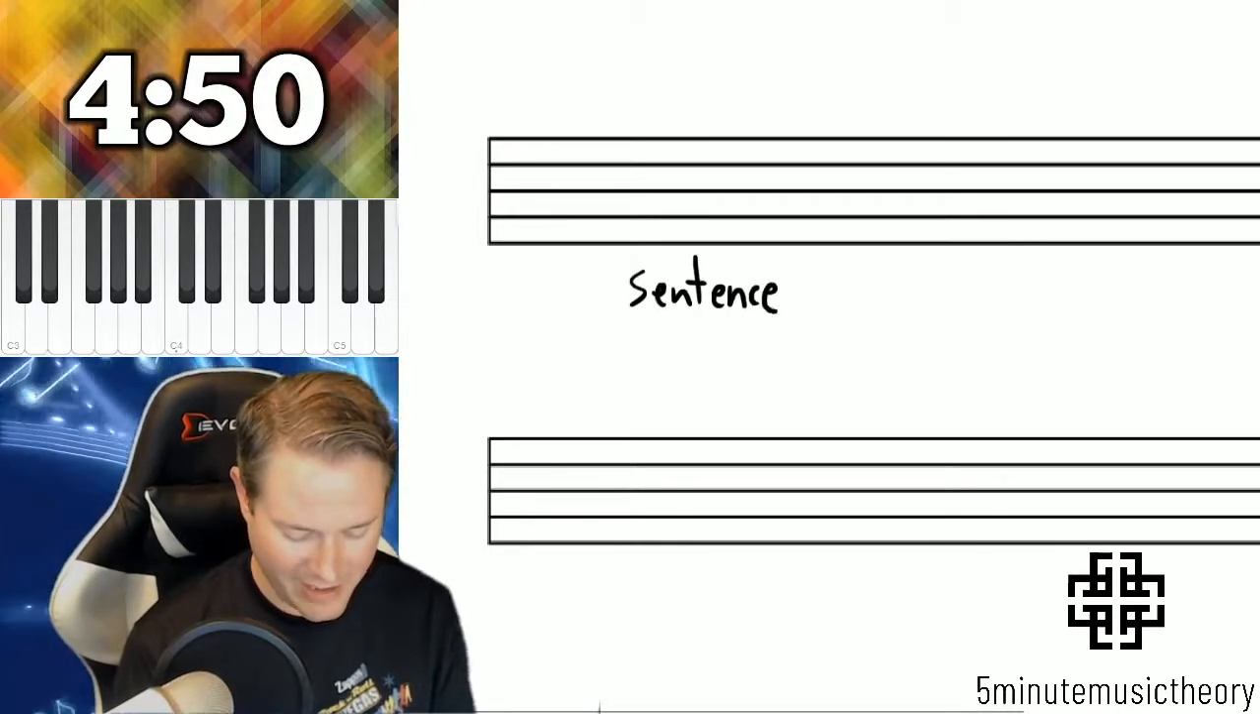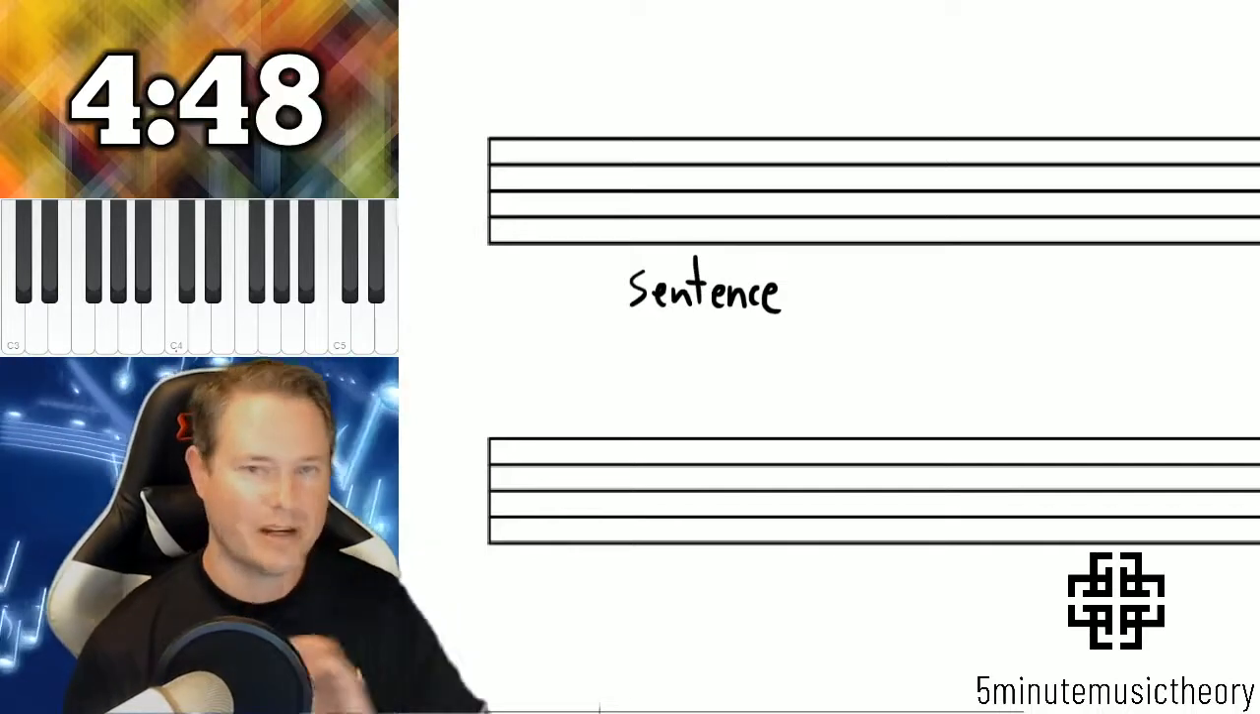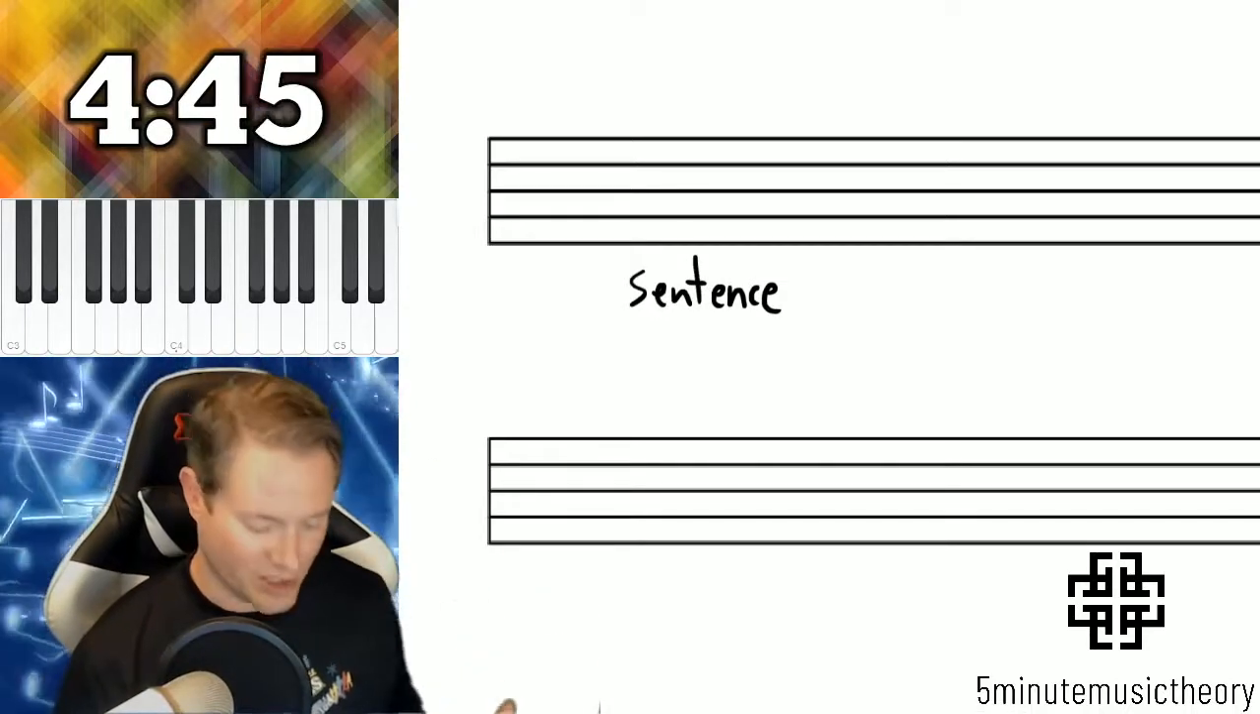Now, when you think about a sentence in the English language, think about it and then forget about it because these have nothing to do with each other.